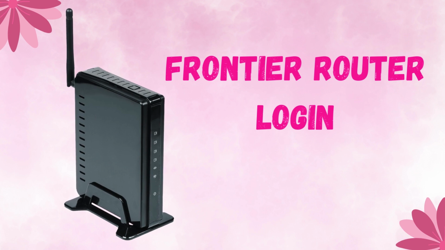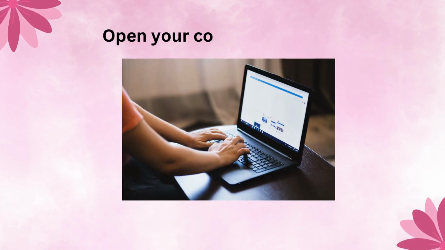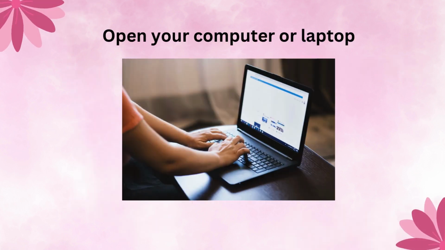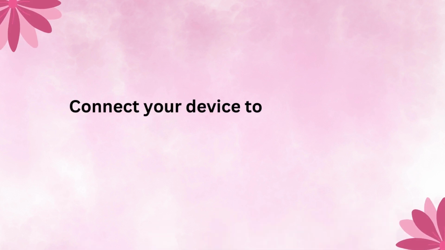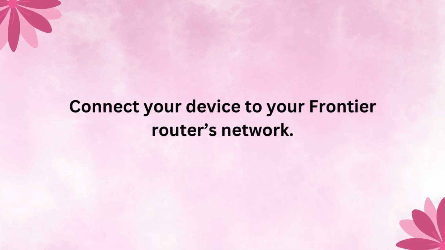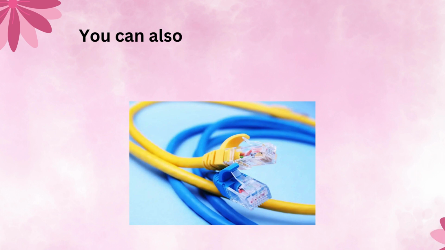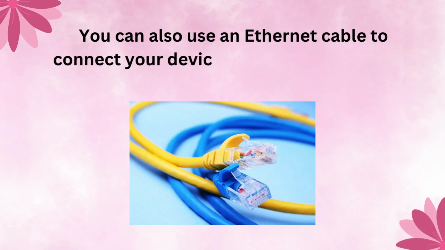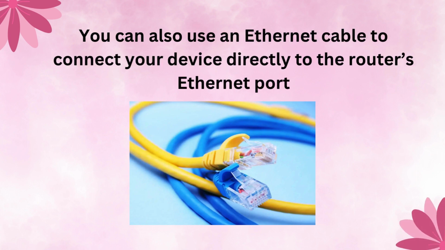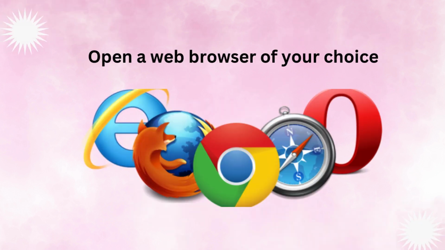Frontier Router Login. Open your computer or laptop. Connect your device to your Frontier router's network. You can also use an Ethernet cable to connect your device directly to the router's Ethernet port. Open a web browser of your choice.